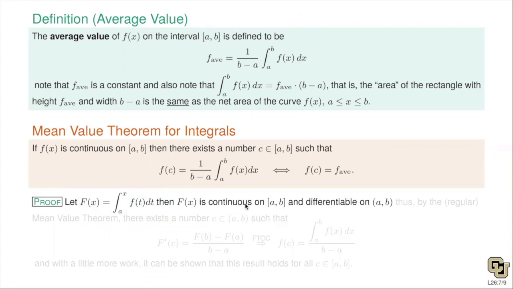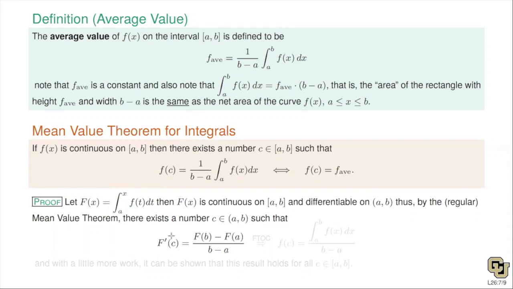I claim capital F of x is continuous. Why? Because it's differentiable. How do I know it's differentiable? Fundamental theorem of calculus tells us exactly that this function is differentiable and how to find the derivative. So differentiability implies continuity, so I can apply the mean value theorem. The mean value theorem now says there exists a number c in the interval a to b such that capital F prime of c equals capital F of b minus capital F of a.